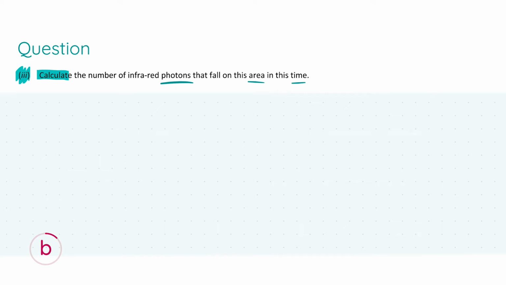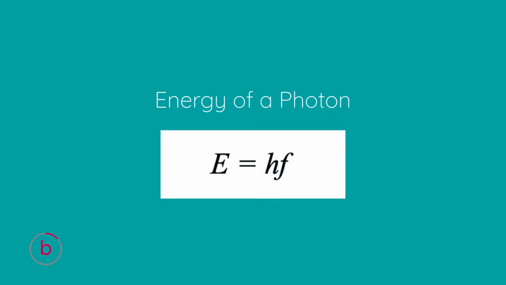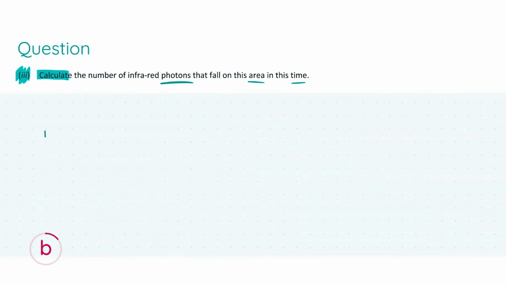As always, it's worth avoiding losing marks for making a silly mistake. So in this case, we're going to go straight to that. Here we are at the light and sound section of our log tables, and here we have the energy of a photon given as E is equal to HF. If you don't know what H is, it's Planck's constant, a constant given on the constants page of your log tables, and all you have to do is go straight to that and you'll find it as Planck's constant.